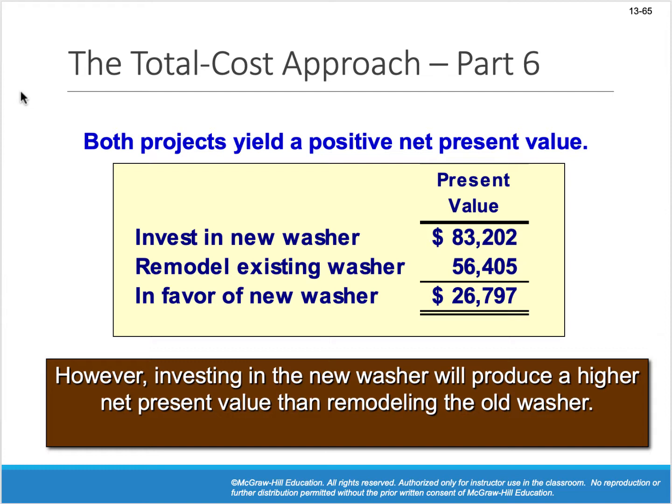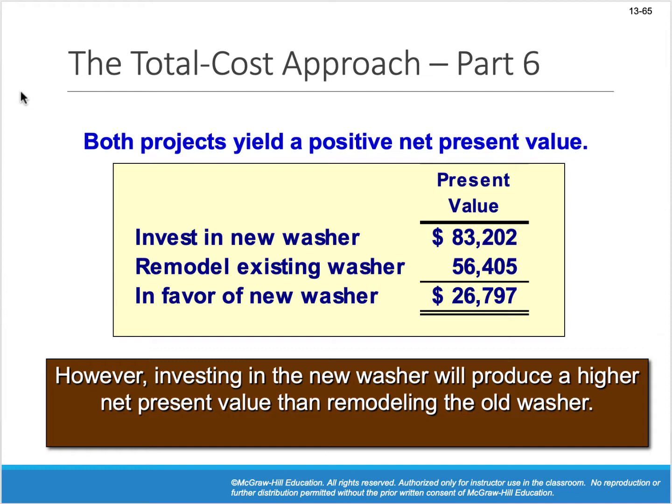How did you figure that out? Well, I took the present value of each alternative and I subtracted them, right? The investment in the new car wash, $83,000, minus the remodel of the existing wash, $56,000. That's a difference of about $26,000. So because my investment in the new washer has a higher present value, obviously that's going to be the better choice.